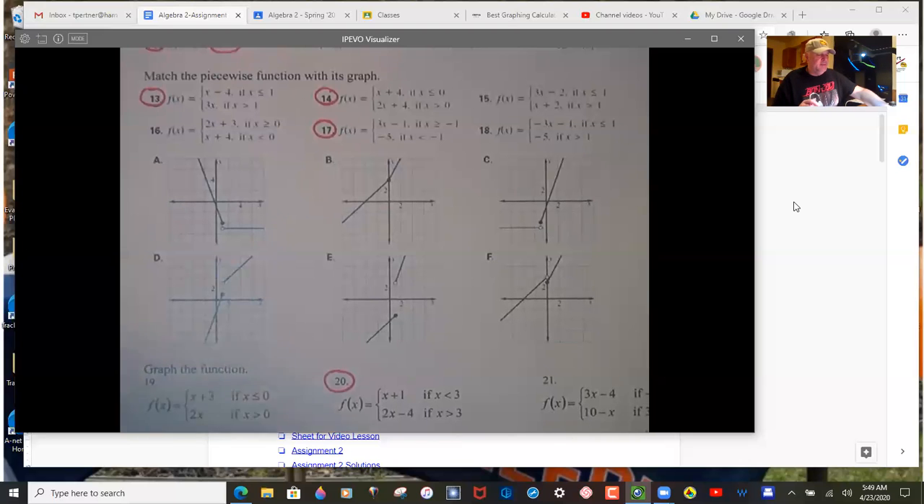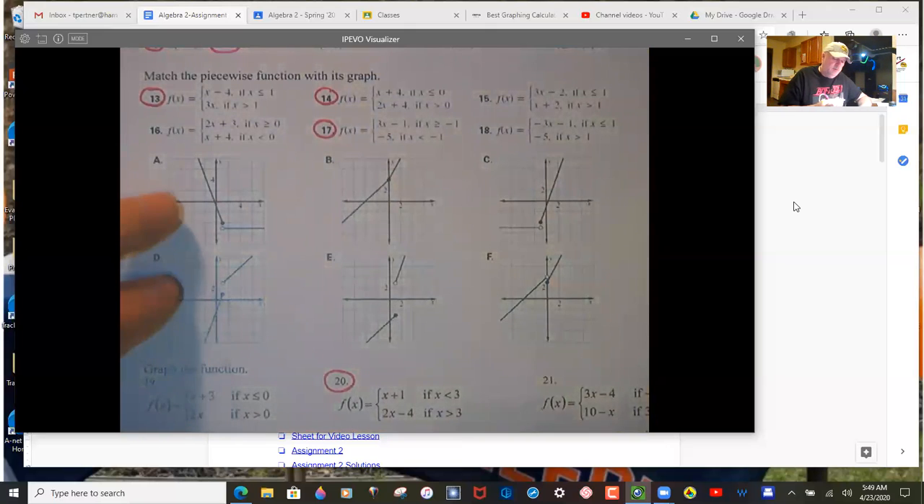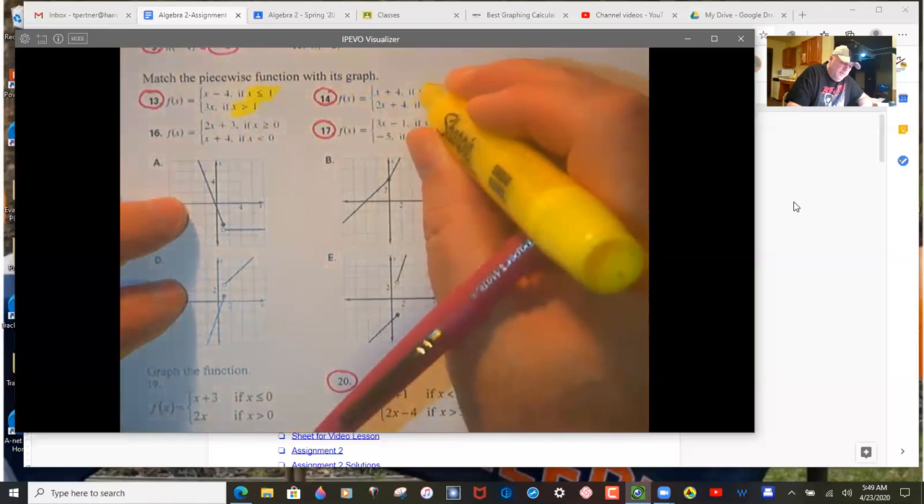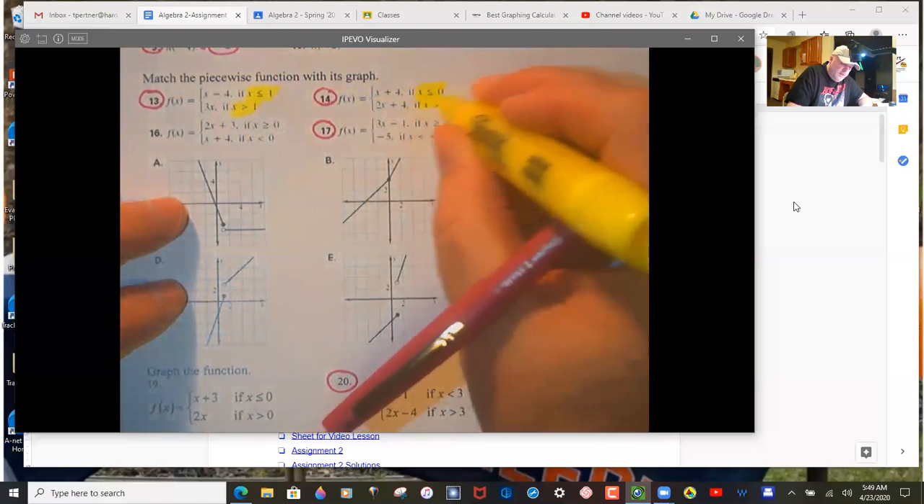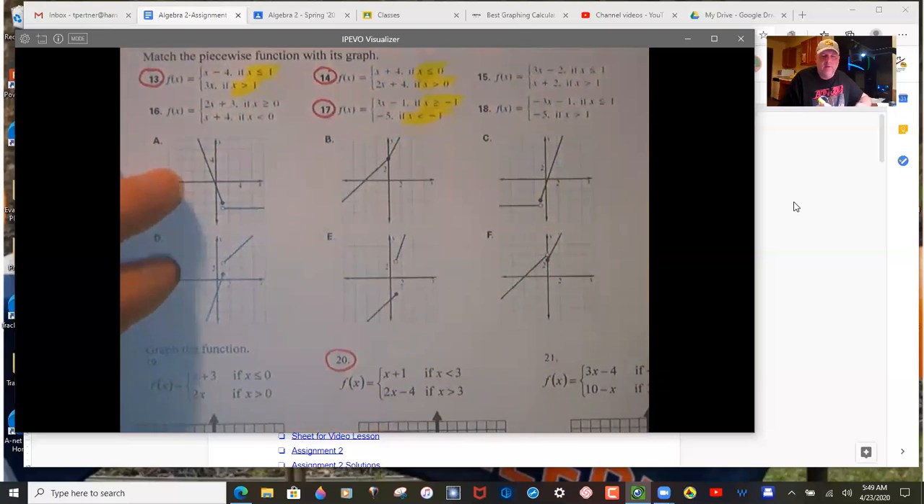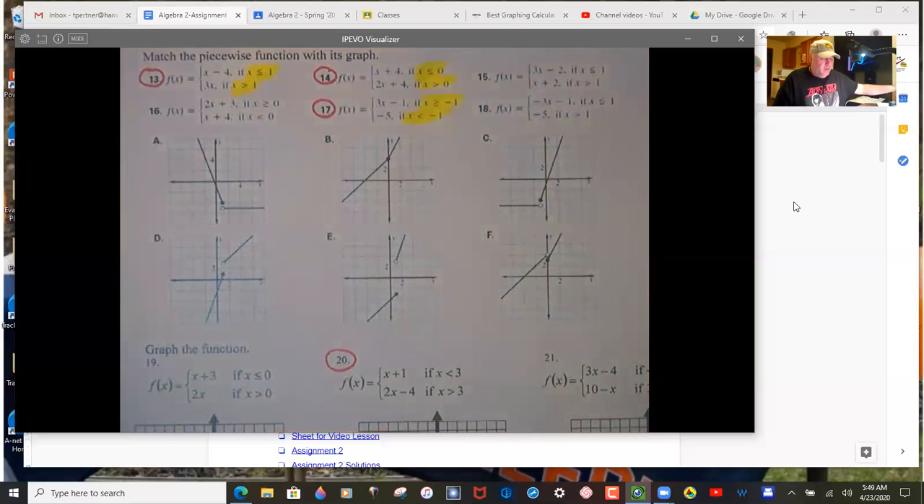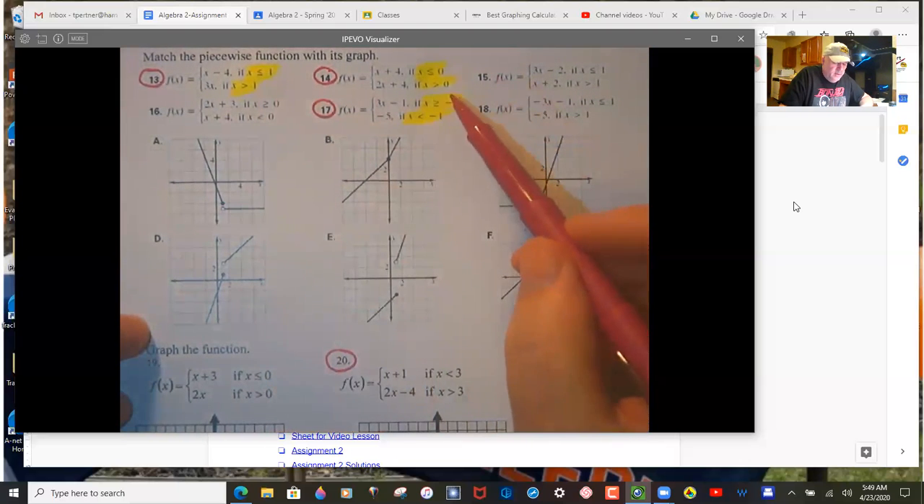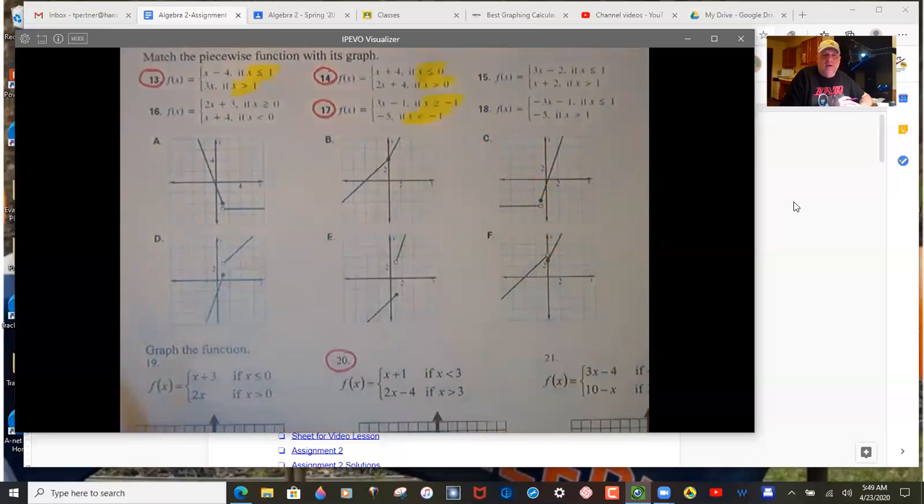On 13, 14, and 17, you are trying to match up the graph with the function statement. And what I'm going to tell you to do is don't try to grab your graphing calculator and figure out how to enter every one of these. That's not the best way to go about this. Look at the cut point. So the cut point here is 1. Cut point here is 0, negative 1. And then which one of these graphs has cut points at 1?